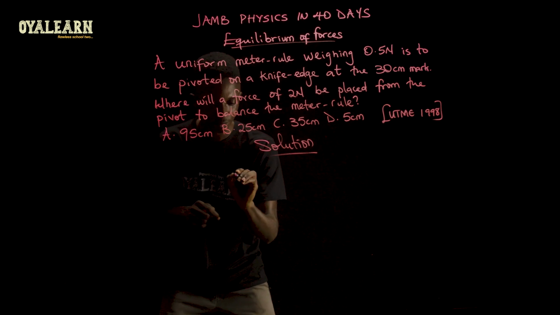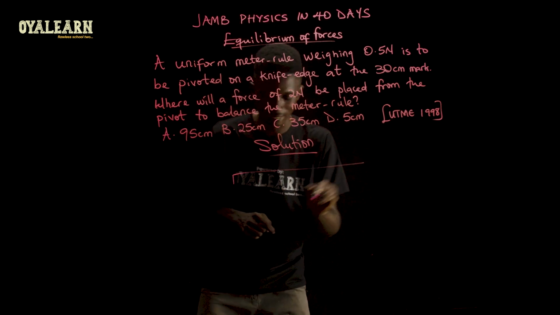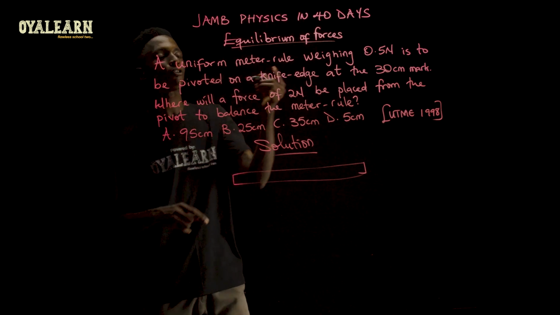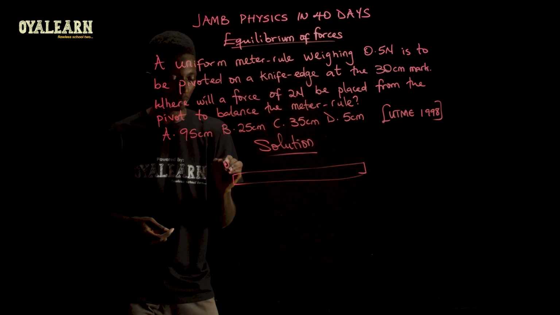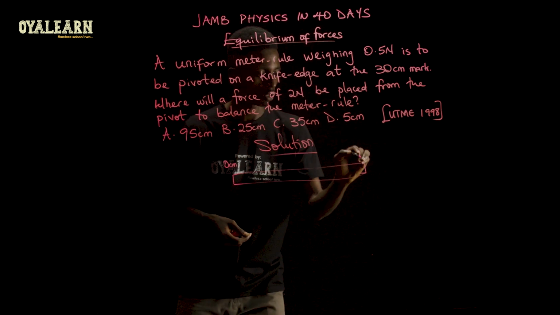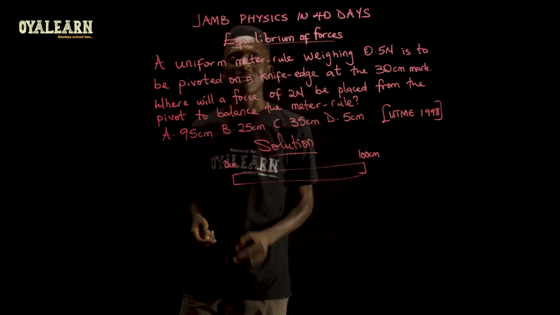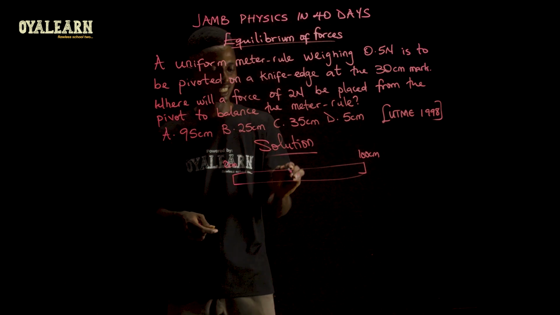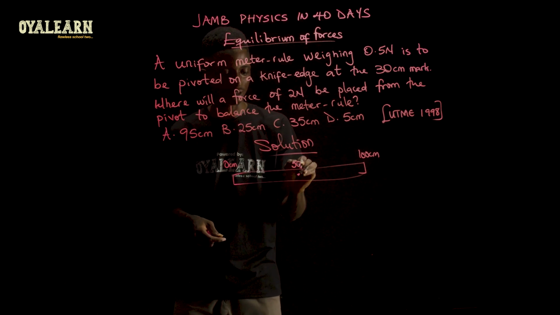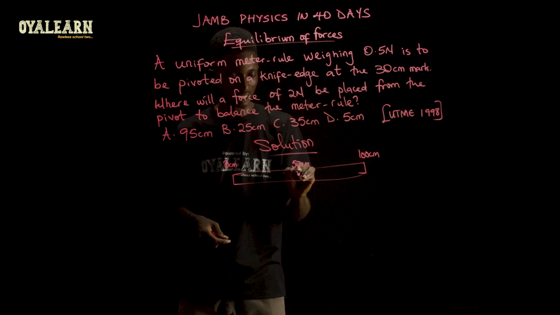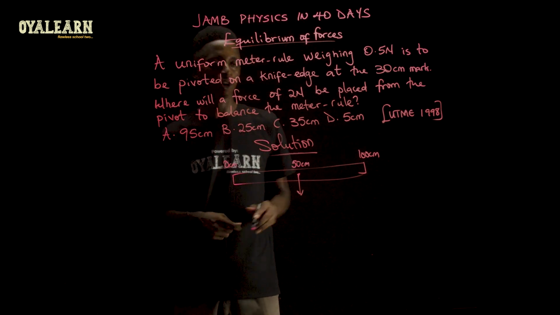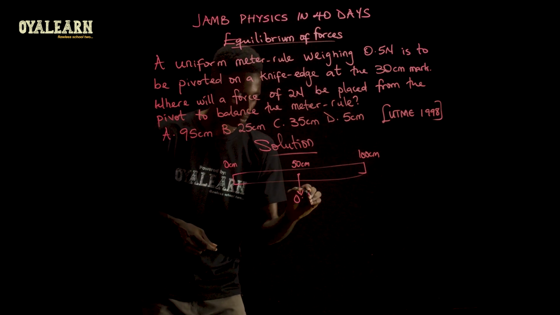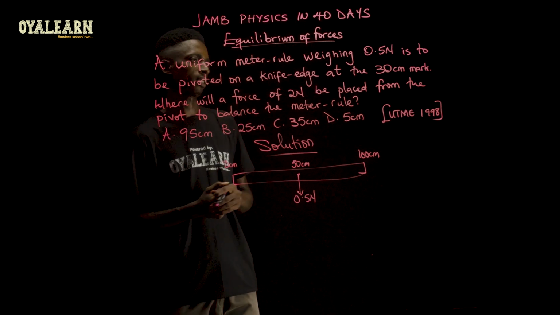Now, first let's draw something to indicate the meter rule. Remember the question says a uniform meter rule, and a meter rule reads from 0 centimeter to 100 centimeter. Since it is uniform, it means that the weight is going to be acting at the center, which is at the 50 centimeter mark. So at this point is where the weight of the meter rule acts, and the weight of the meter rule is 0.5 newtons.